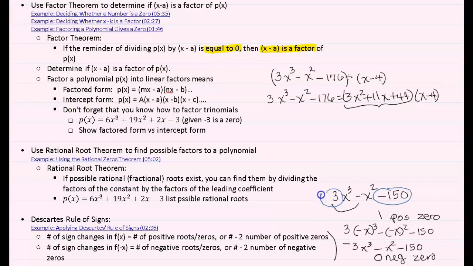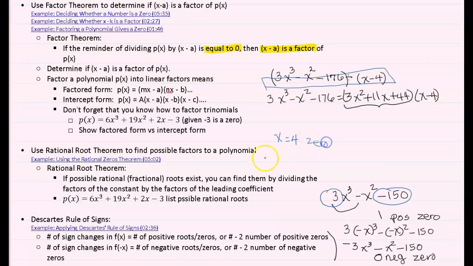Our last division problem we had, which was 3x cubed minus x squared minus 176 divided by x minus 4, we found that the remainder was 0. This means that x is equal to 4 is a 0, and that x minus 4 is a factor of our polynomial. But what if I did not know that 4 was a 0?